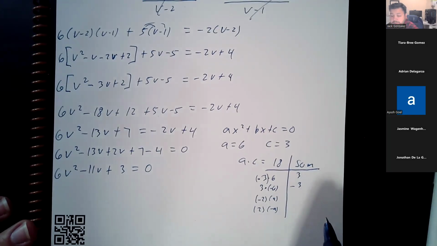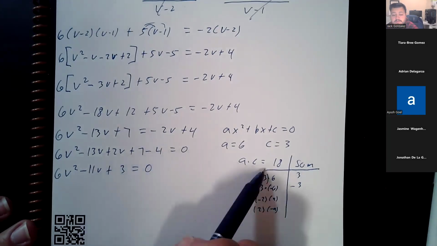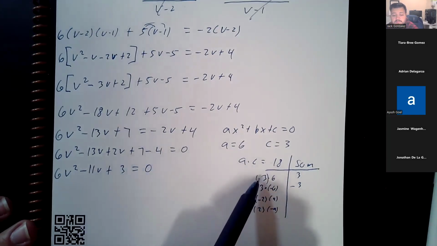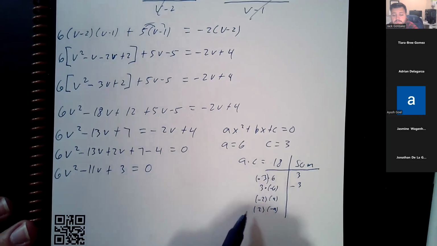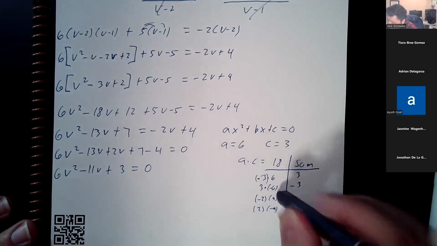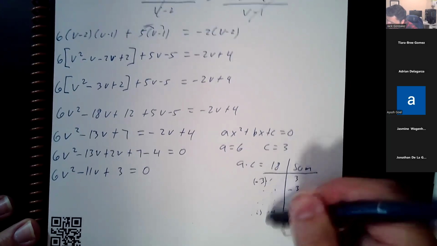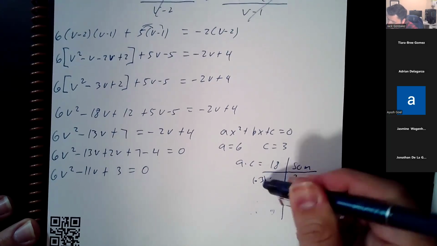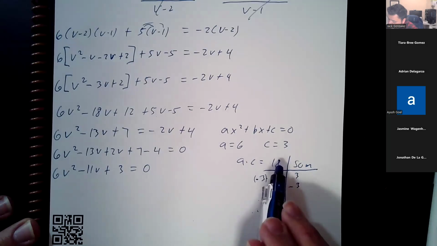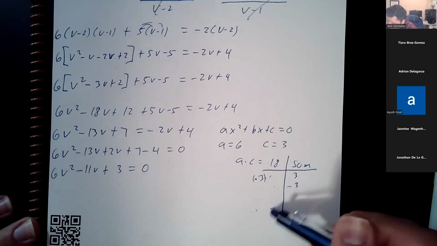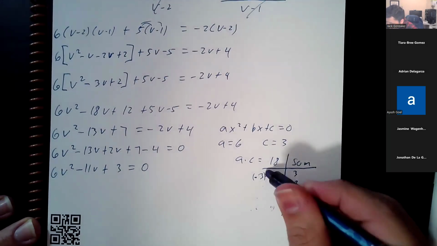Oops, I made a mistake. It has to give me positive 18. These factors do not give me positive. The only way that would happen is if they're both negative, because they have to add up to a negative and they have to give me a positive. And the only way that happens is if they're both negative.